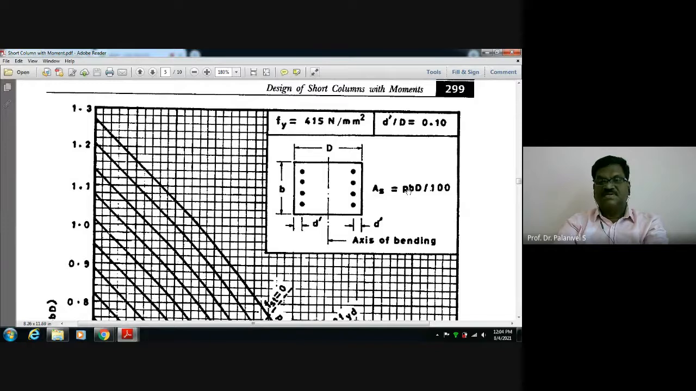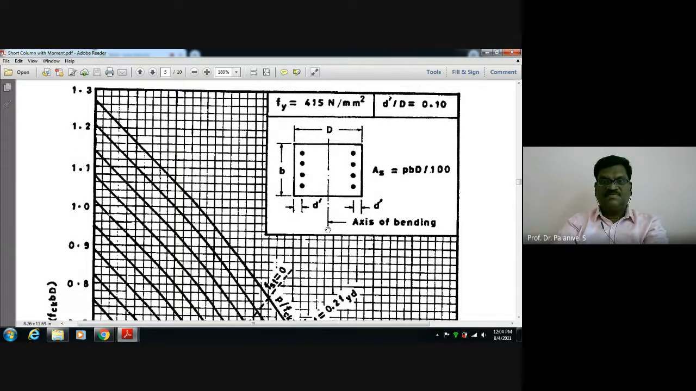What does it mean? Percentage of steel means p by 100 into BD. If you want to compute the area of steel, because you will be obtaining only the percentage of steel required, it is percentage of steel by 100 into BD. This is the axis of bending for such a column. So all such details are given.